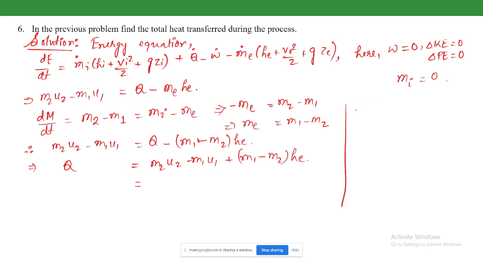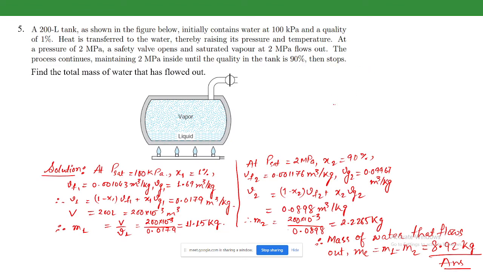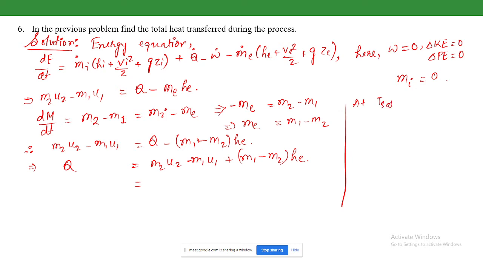Let me calculate the values, u2 and u1. At P saturation equals 100 kPa and x1 equals 1%, u1 will be equal to (1 minus 0.01) times the liquid specific internal energy from the property table, 417.20, plus 0.01 multiplied by 2505.90. So this value comes out to be 438.09.